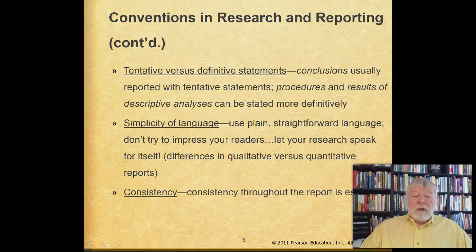So one of the questions is, how do we write when we write research reports? One of the things that is very common in research reports is that conclusions are usually reported with some kind of tentativeness, whereas the procedures and the results of descriptive analysis can be stated more definitively. The reason that we are a little bit more tentative about conclusions is that since we rarely can use true experimental research, one can at best suggest that there's reason to believe, or that the data suggests, more tentative language like that. It's also important to use plain, straightforward language.